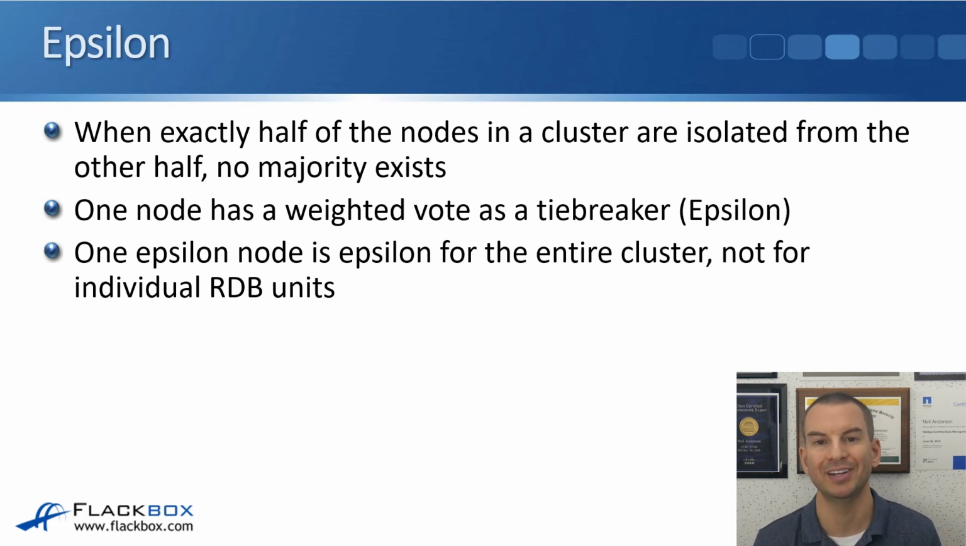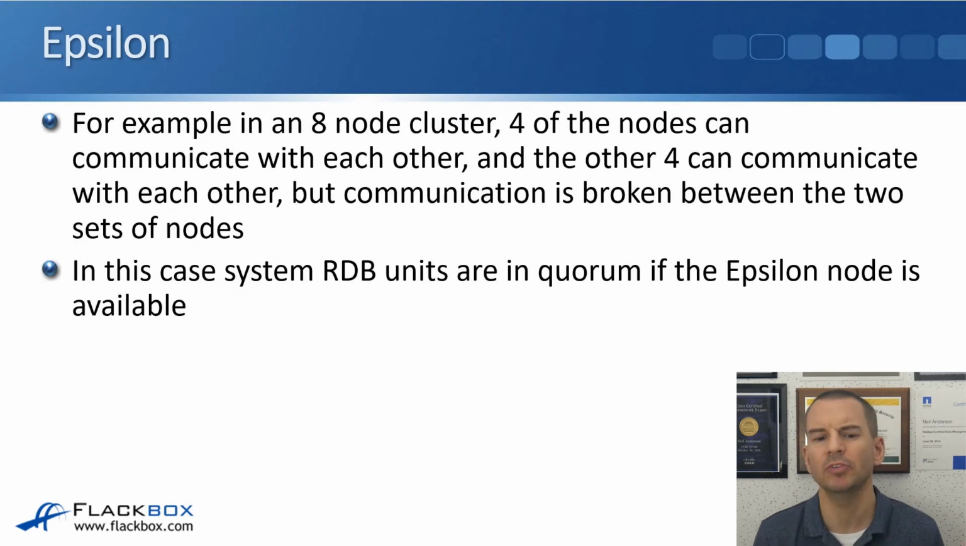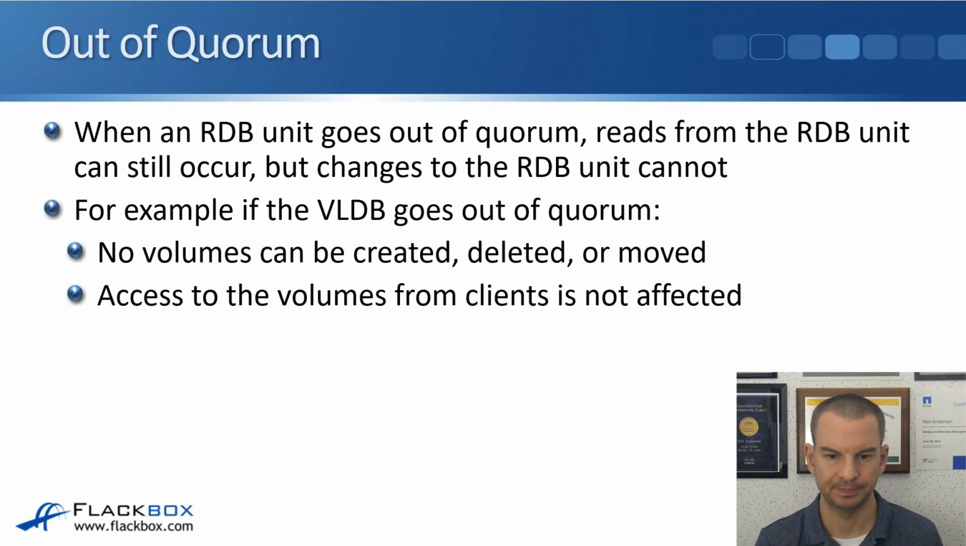And one Epsilon node is Epsilon for the entire cluster. It's not like the RDB units where you've got a separate primary for each unit. With Epsilon, it is one node per the entire cluster. So again, with our example in an 8-node cluster where we had 2 sets of 4 nodes, in that case, system changes can only be written to the set of nodes which includes the Epsilon node. So if the Epsilon node is up, then the cluster is still in Quorum and we can still write changes.